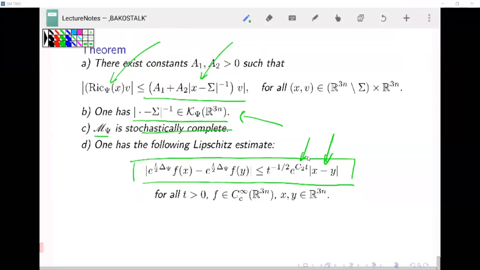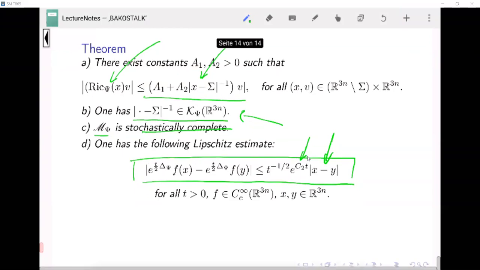I see. Okay. And this t minus 1/2 arises as a consequence of this ground state transformation, yeah? Yes, exactly, yeah.